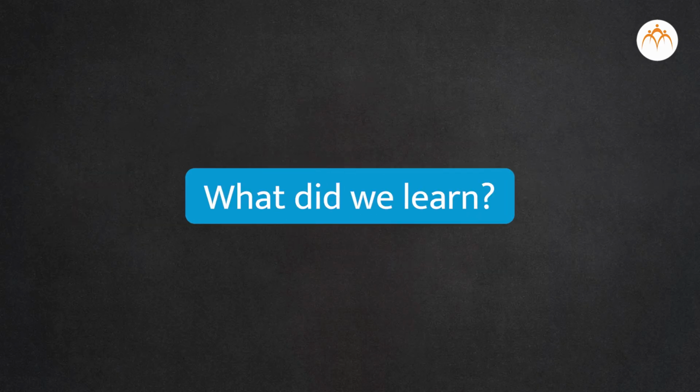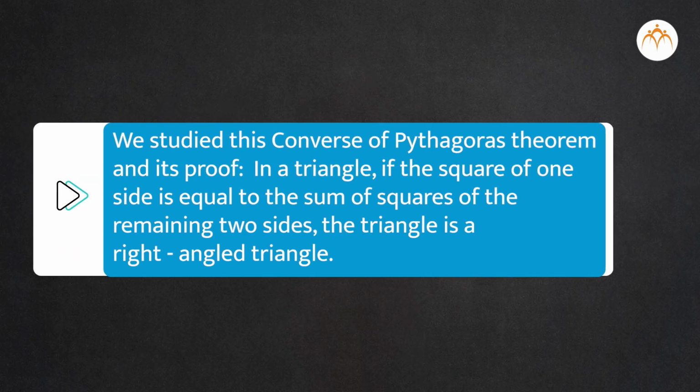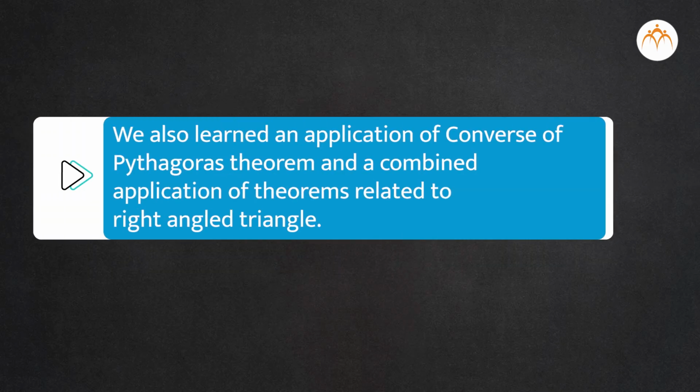What did we learn? We studied the converse of Pythagoras theorem and its proof. In a triangle, if the square of one side is equal to the sum of squares of the remaining two sides, the triangle is a right angled triangle. We also learned an application of the converse of Pythagoras theorem and a combined application of theorems related to right angled triangle.